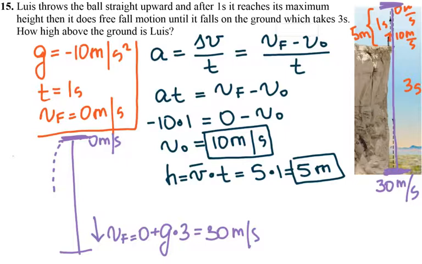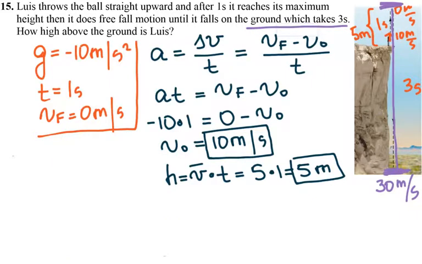Or we can say in 1 second it would be 10, in 2 seconds it would be 20, and in 3 seconds it would be 30. And they say it reaches the ground in 3 seconds. So I can calculate the total height, from how high the ball was compared to the ground.